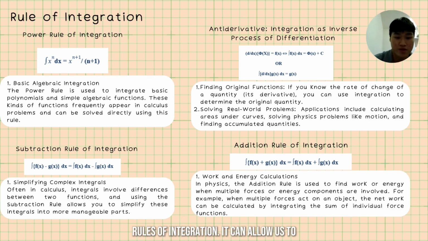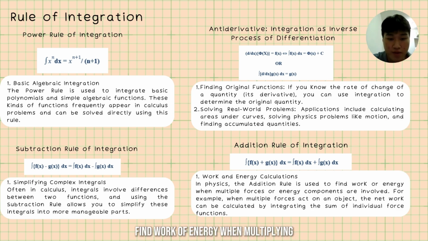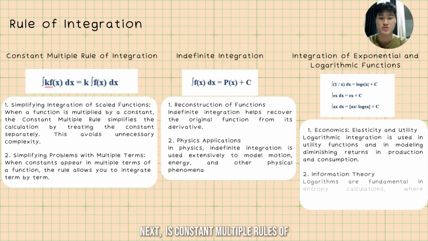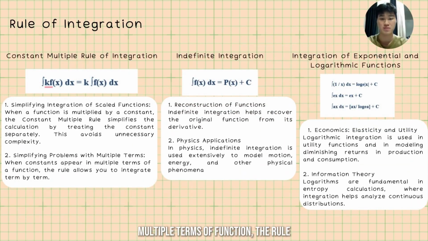Then we have the addition rule of integration. It allows us to find work or energy when multiple force or energy components are integrated. Next is the constant multiple rule of integration. When constants appear in multiple terms of a function, the rule allows us to integrate term by term. Next is indefinite integration. It is used extensively to model motion, energy, and other physical phenomena.